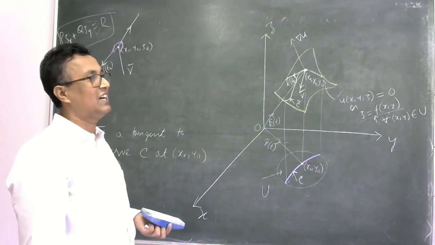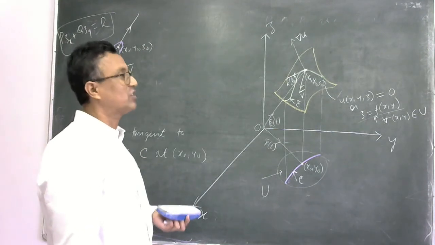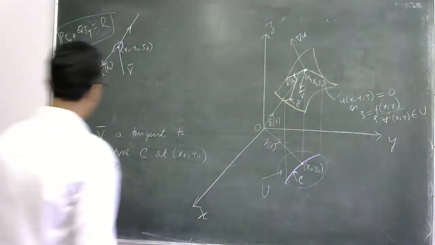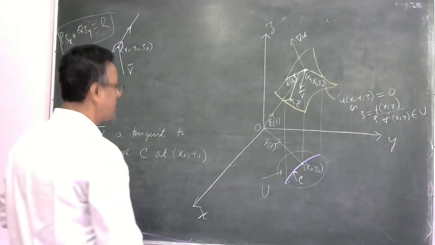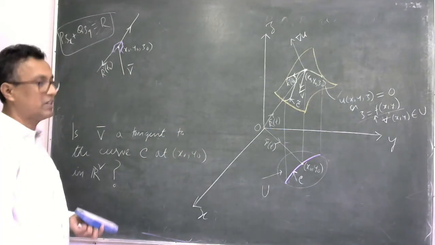No, but the cross product will be the cross product of V and R prime t naught. Okay. Yes, so you are thinking in that way. That is fine. But I can give you an even simpler explanation.